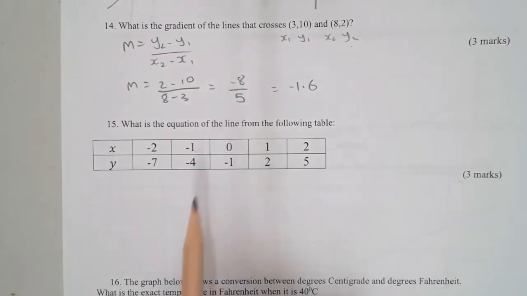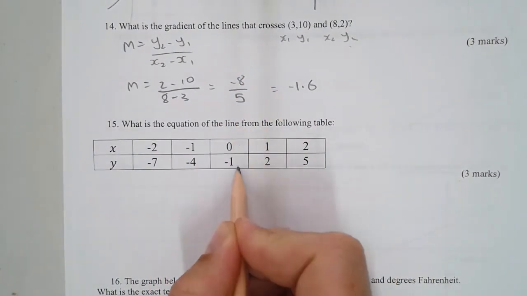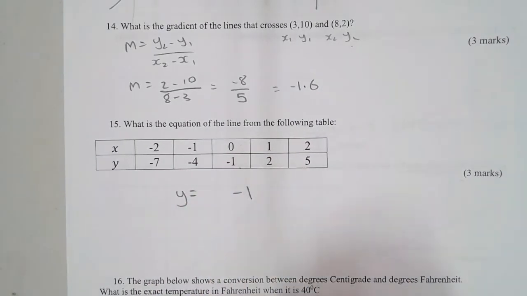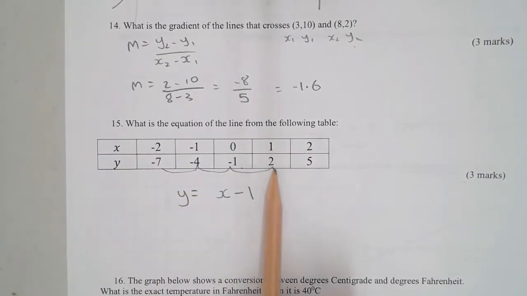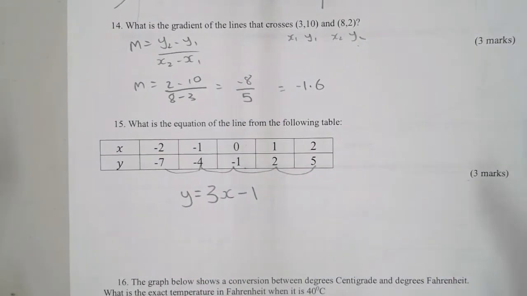15. What's the equation of the line from the following table? A few easy ways you could do this one. First of all, it ends in a minus 1, so it must be y equals something and it must end in a minus 1. Now we just need to find the gradient. The gradient is how it's going up each time. That's plus 3, plus 3, plus 3, plus 3. So the gradient must be 3. Quick way of doing that one, I reckon.